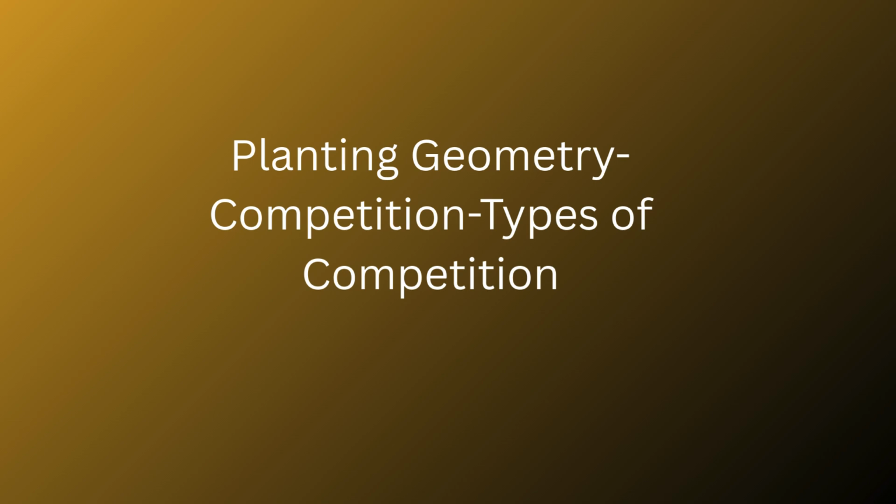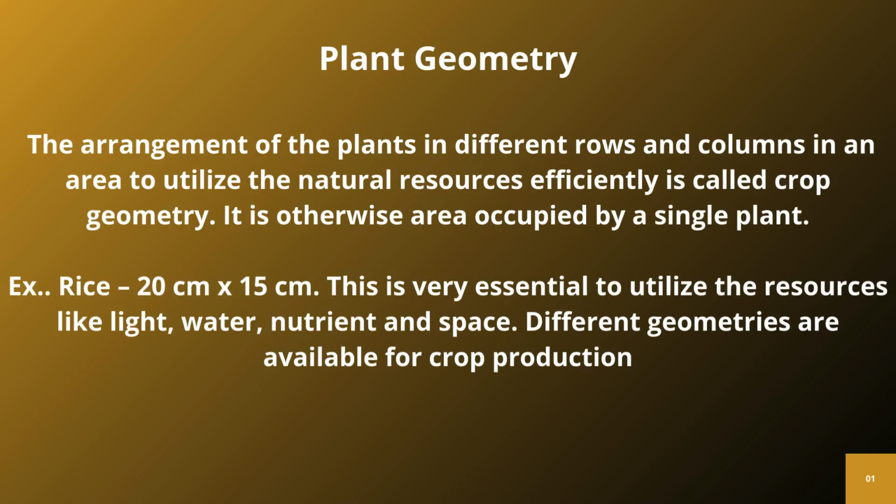Planting geometry, competition, types of competition. Plant geometry: the arrangement of the plants in different rows and columns in an area to utilize the natural resources efficiently is called crop geometry. It is otherwise the area occupied by a single plant, for example, rice 20 cm by 15 cm. This is very essential to utilize the resources like light, water, nutrient and space. Different geometries are available for crop production.